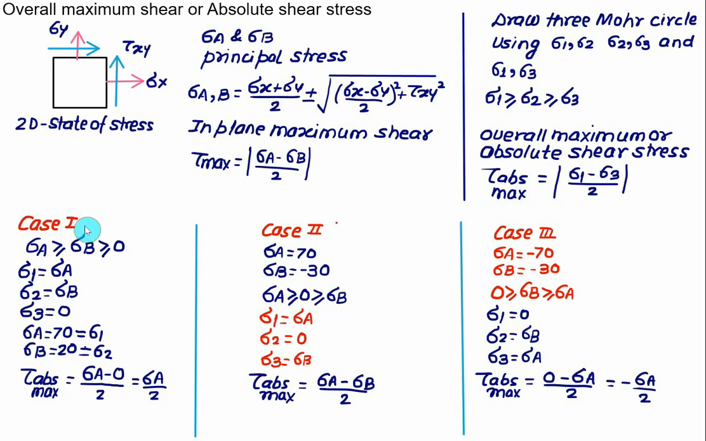So these are the three cases that you have to study for the overall maximum shear and the absolute maximum shear. There is a difference between in-plane maximum shear and overall maximum shear. So whenever you have to solve any problem on theory of failure and you are given a two-dimensional state of stress, you always have to convert it into a three-dimensional state of stress, and using the three Mohr circles, find the value of the overall maximum or absolute shear stress. For case 1 and case 3, we have different values. But in case 2, if one is positive and one is negative, then the in-plane maximum shear will be the same as the overall maximum or absolute shear stress. I hope the concept is clear.